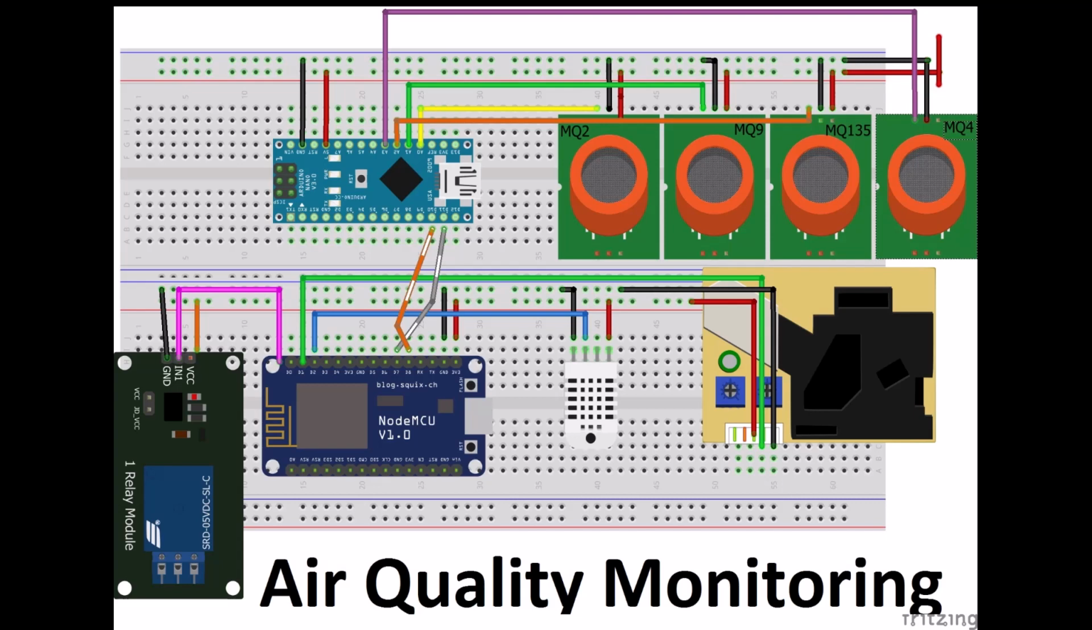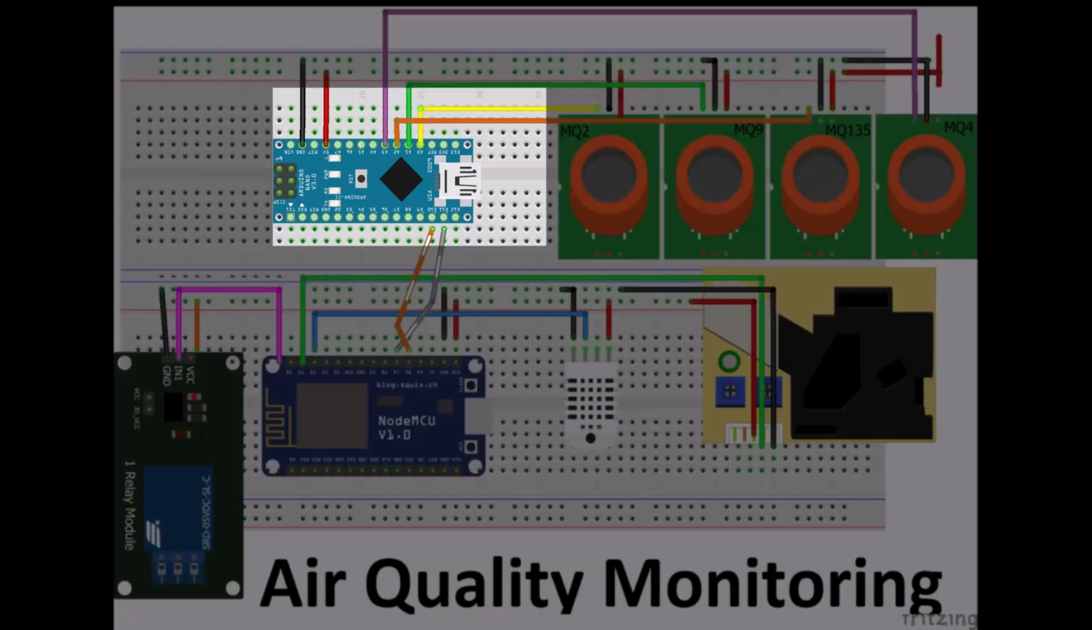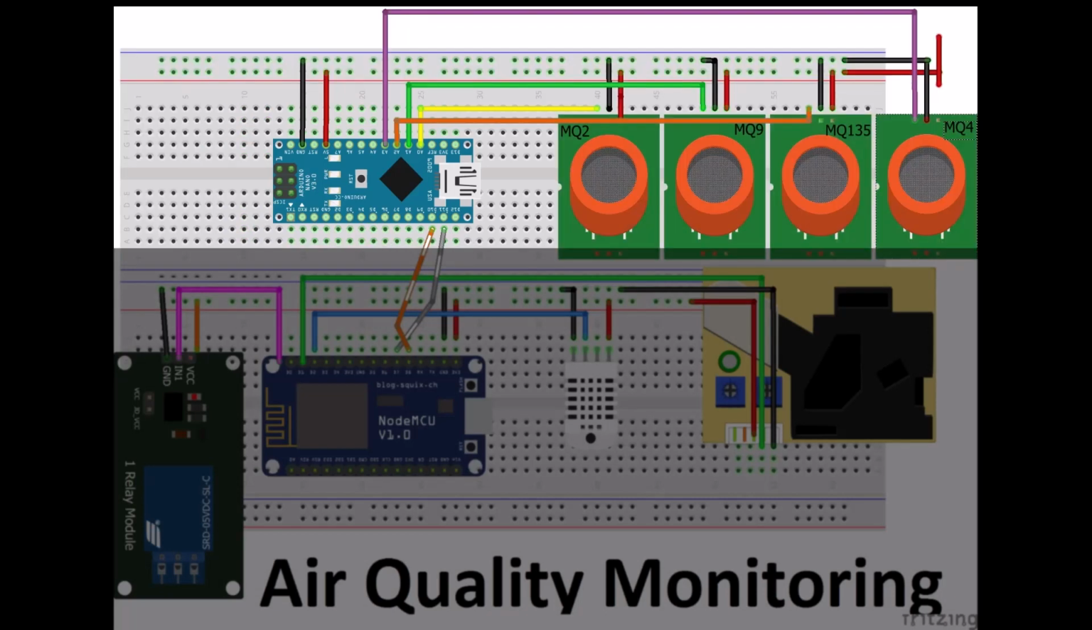Here you can see that we are using an Arduino Nano. First of all, we will connect all the MQ sensors with the Arduino. You can see that on A0 we have connected MQ2, on A1 we have MQ9, on A2 we have MQ135, and MQ4 is on the A3 input.